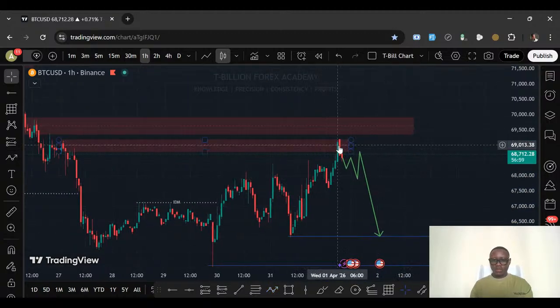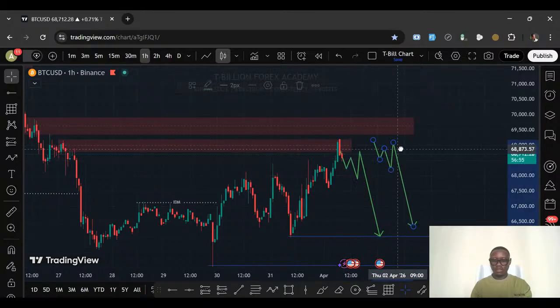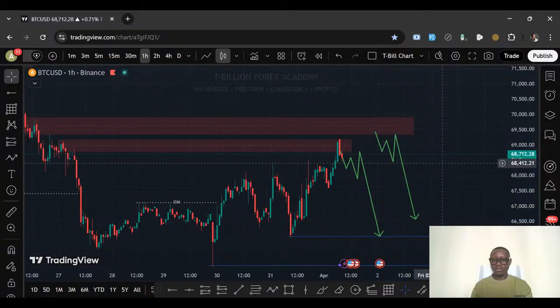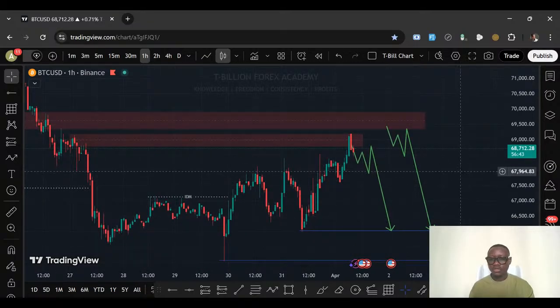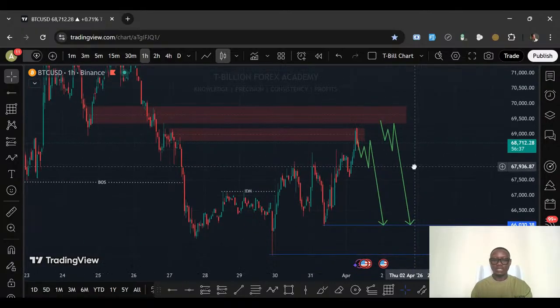If this fails, then we are going to wait for the same pattern right here, then take our trade all the way to this price level. So please do not rush into selling BTC just yet. Let's wait for confirmation to take our trade.